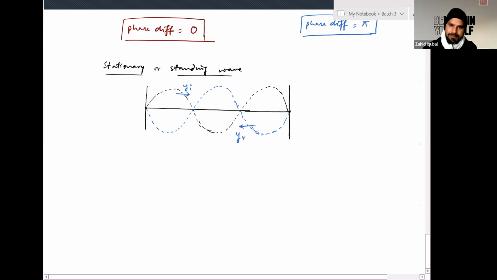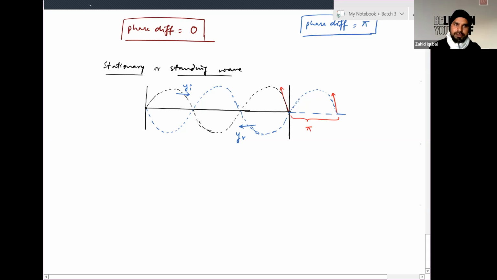If we extend this wave backward to this point, and draw the projection, this wave and this wave, which are along the same direction, differ by pi. That's why we can say the phase difference between incident and reflected waves will be pi.